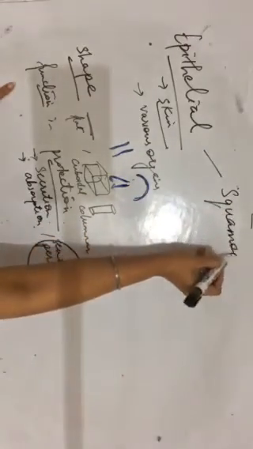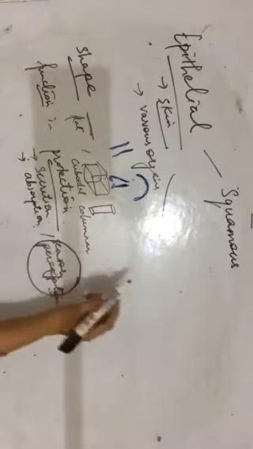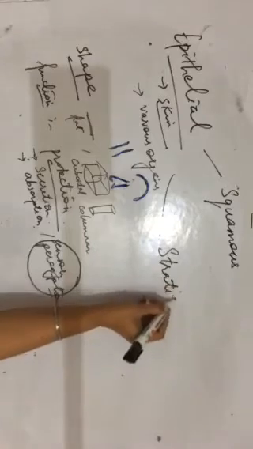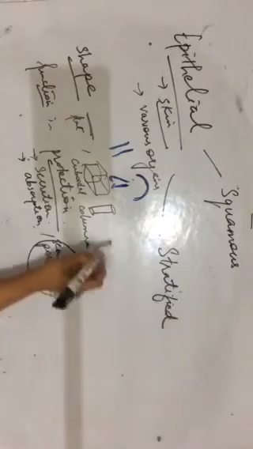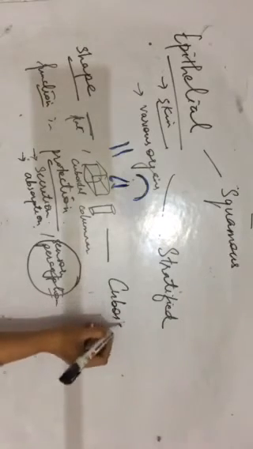Squamous epithelium. Number 2 is your stratified epithelium. Number 3 is cuboidal epithelium. And last is columnar epithelium, the column-like.